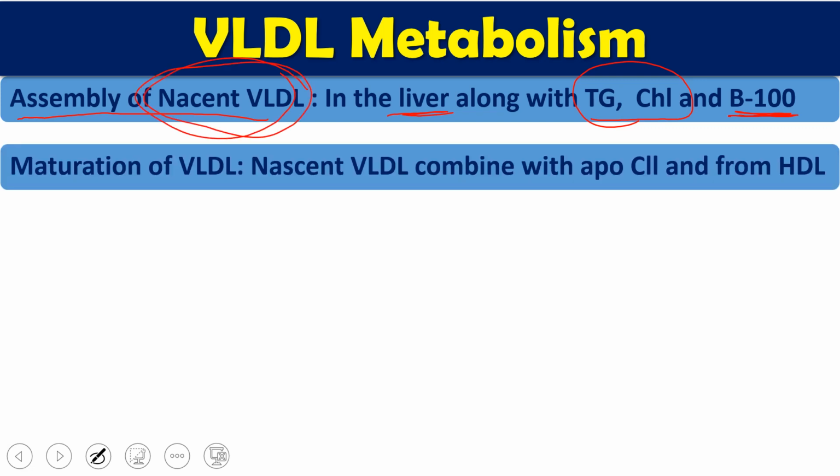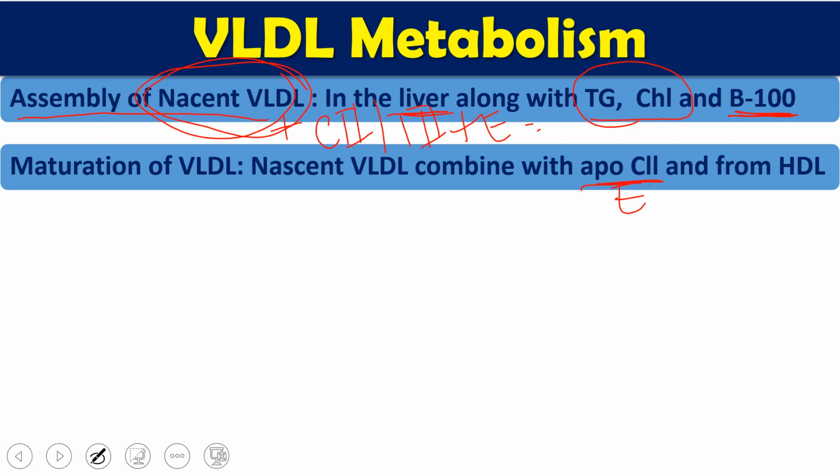When this immature VLDL comes into secretion, into the blood circulation, there it gets some apoproteins, especially C2 and E, from HDL. So nascent VLDL gets C2 and E from HDL and becomes mature. So nascent plus C2, C3 plus E equals mature VLDL. You should remember this, you should understand it.